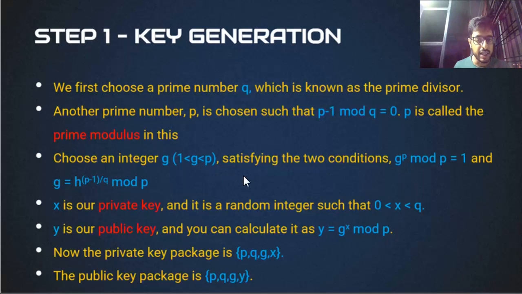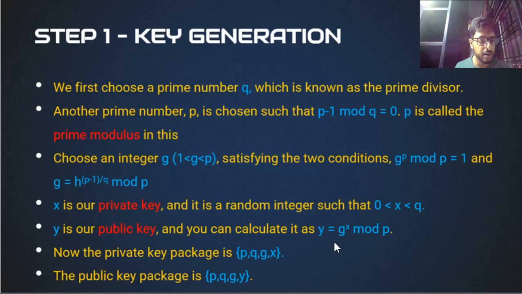g will be chosen satisfying two conditions: g power q mod p is equal to 1, and g is equal to h power (p minus 1)/q mod p. x is our private key and it is a random integer such that 0 is less than x is less than q. y is our public key and we can calculate it as y is equal to g power x mod p, where x is our private key and p is the prime modulus.